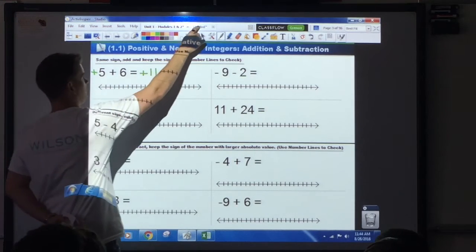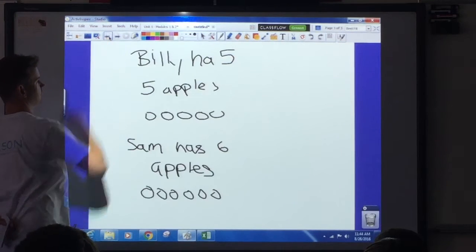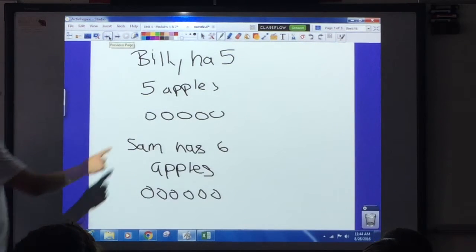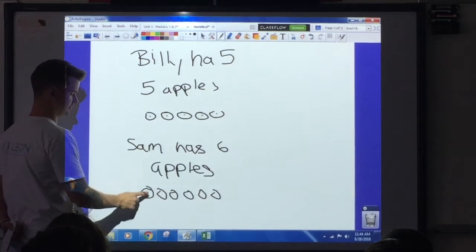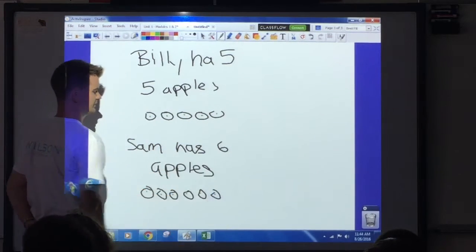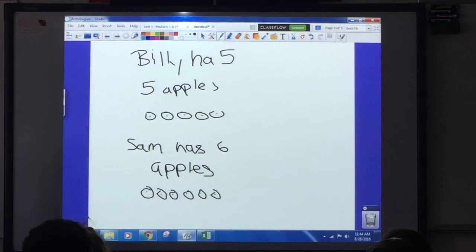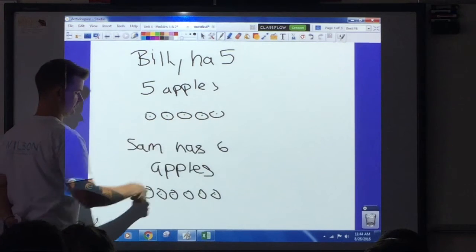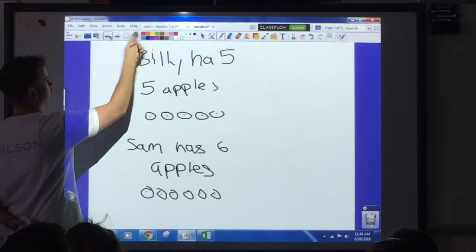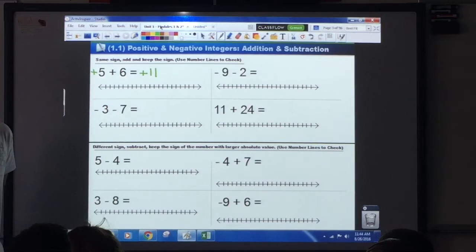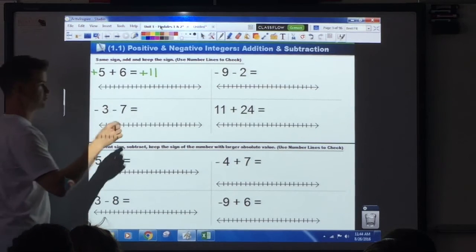So, lots of different ways you can prove that. I can prove that with the time-honored, Billy has 5 apples. 1, 2, 3, 4, 5. Sam has 6 apples. 1, 2, 3, 4, 5, 6. And then something like, how many apples do they all have together? Well, you count them all up. 1, 2, 3, 4, 5, 6, 7, 8, 9, 10, 11. There's one way to do it. There's lots of different ways you can go back and check, and they work for all types of numbers, positive and negative. You can also use a number line.